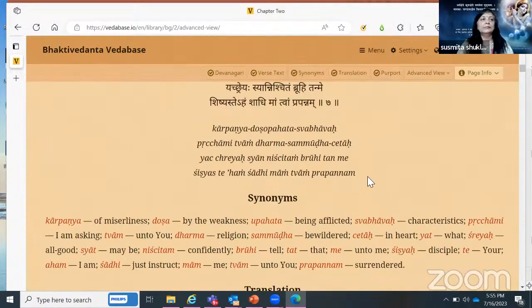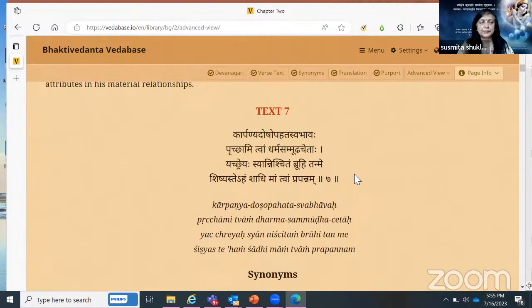So let's, Ajay, read this. The shlok in Sanskrit. Karpanya dosho pahat swabhava, prichhami tvam dharma sammudha cheta, yach chreyah syan nishchitam bruhi tan me, shishyaste aham shadhi mam tvam prapannam.